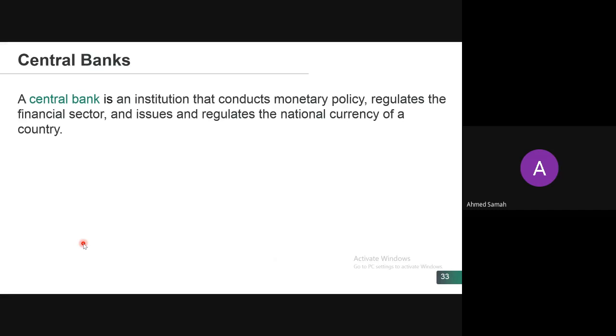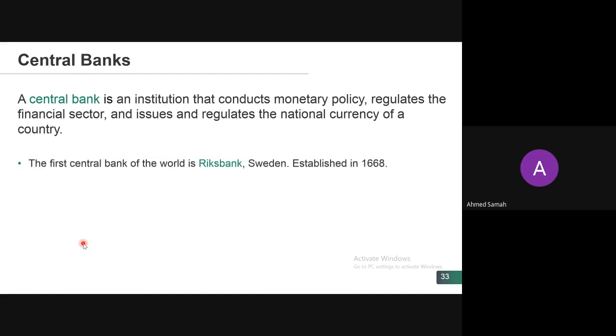So before going into the monetary policy part, let's see what the central bank is. It is an institution which conducts monetary policy, regulates the financial sector, and issues and regulates the national currency of a country.